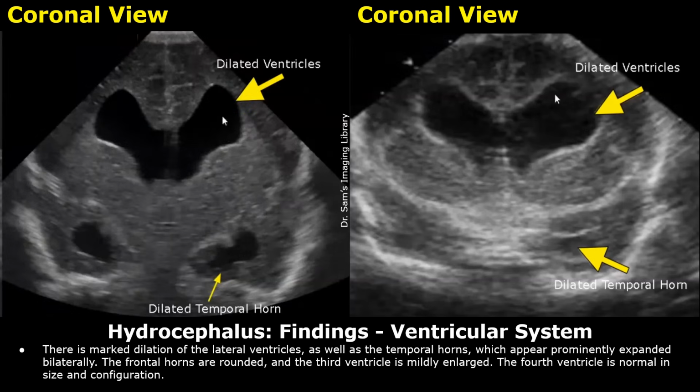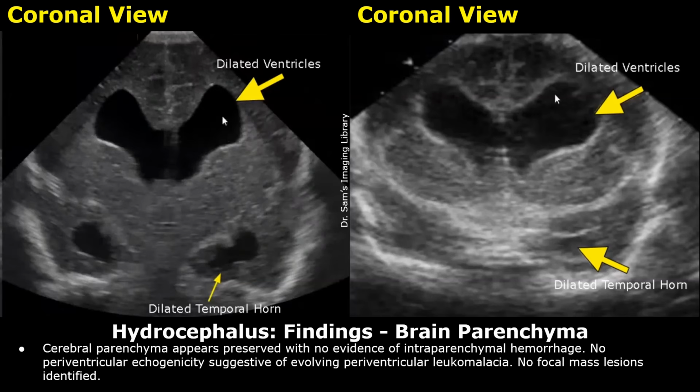These are the findings of the ventricular system. There is marked dilation of the lateral ventricles as well as the temporal horns, which appear prominently expanded bilaterally. The frontal horns are rounded, and the third ventricle is mildly enlarged. The fourth ventricle is normal in size and configuration. You can write here whether the dilation is mild, moderate, or severe.